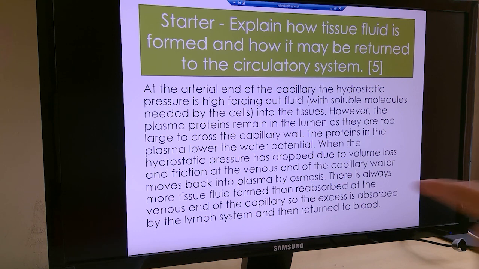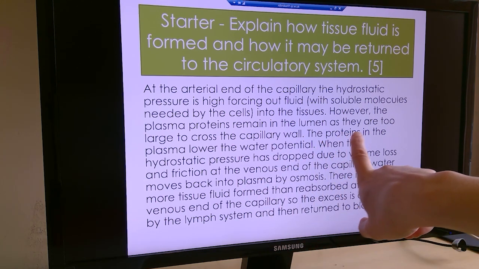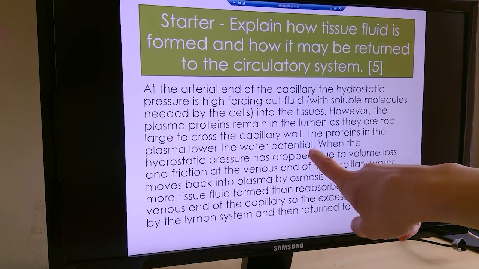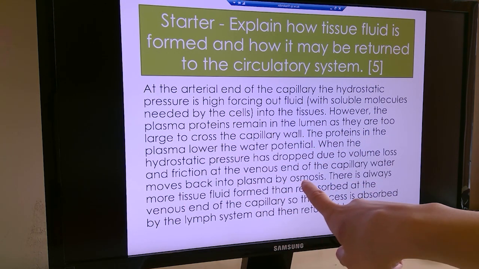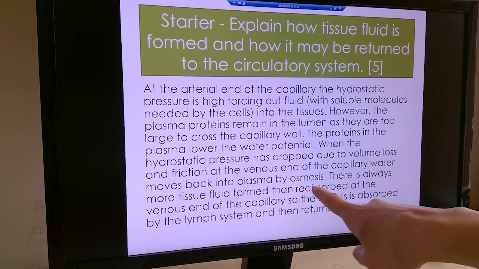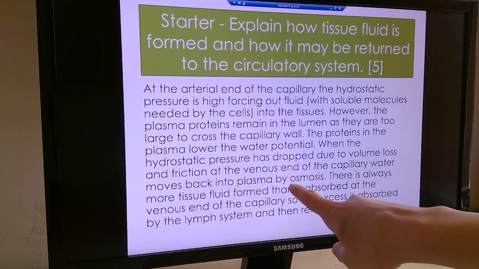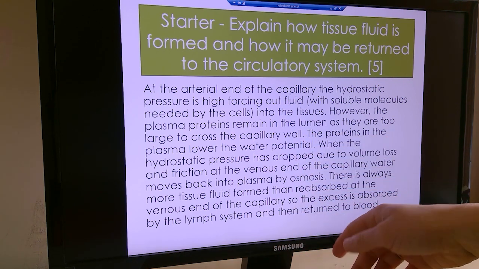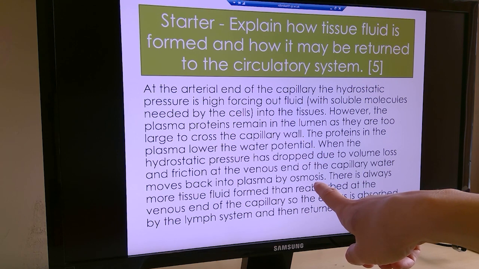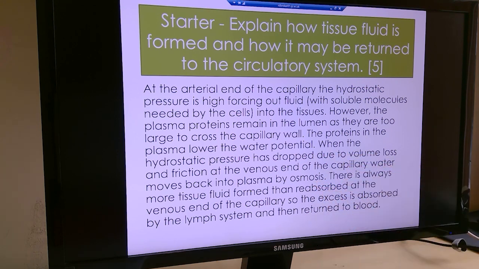And the other thing that I wanted to cover was talking about the plasma proteins and why we swell when we're starving. Okay, so that important statement there that the proteins in the plasma lower the water potential, if they weren't there, you wouldn't have a lower water potential. So this water potential gradient that is produced to pull the water back by osmosis is not there. Therefore, fluid would not be reabsorbed, water would not come back by osmosis. There'd be far more excess than the lymphatic system could absorb, and it would remain in the tissues and cause swelling.